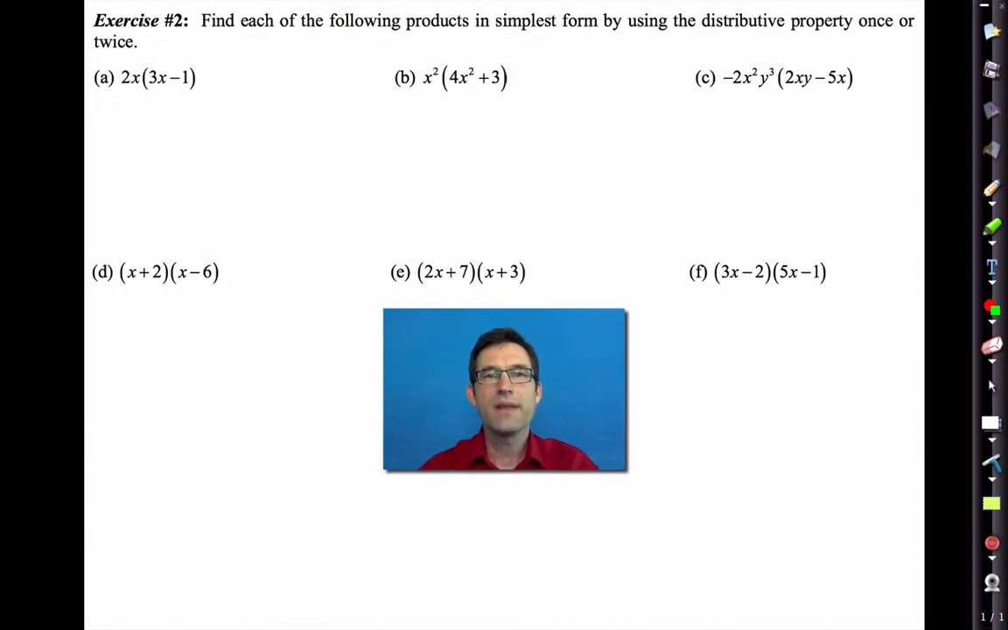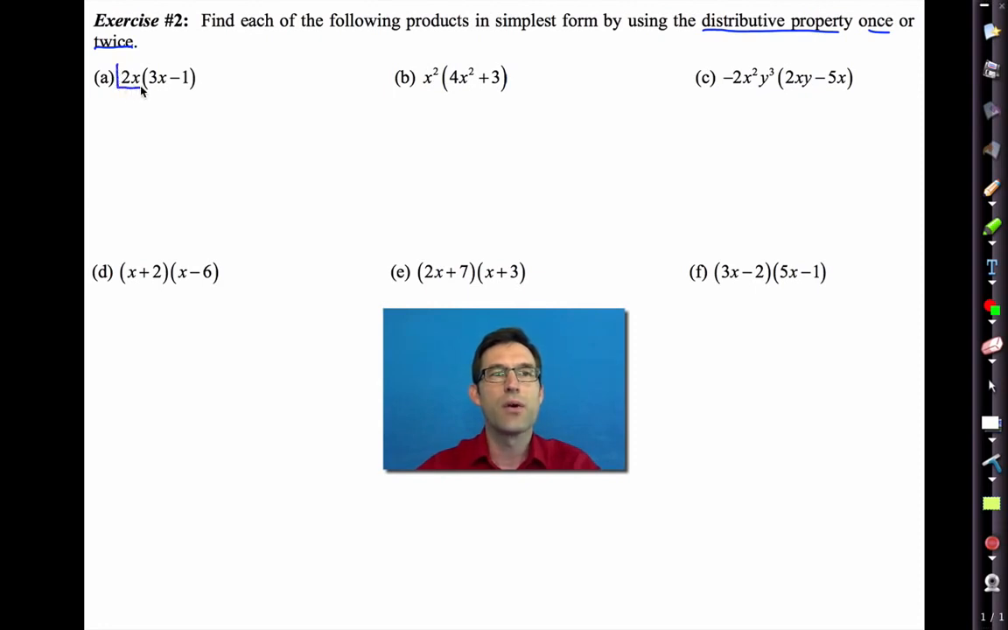In the next set of problems, we're going to start to multiply polynomials by monomials, and sometimes binomials by binomials. In all cases, we're going to be using the distributive property either once or twice, and we'll see how that plays out. Let's do letter A together, and then see if you can do letters B and C on your own. I know that they probably look more challenging, but I think that you're up to the task.